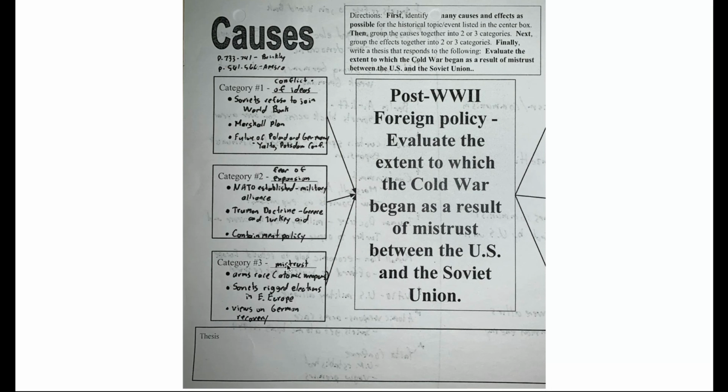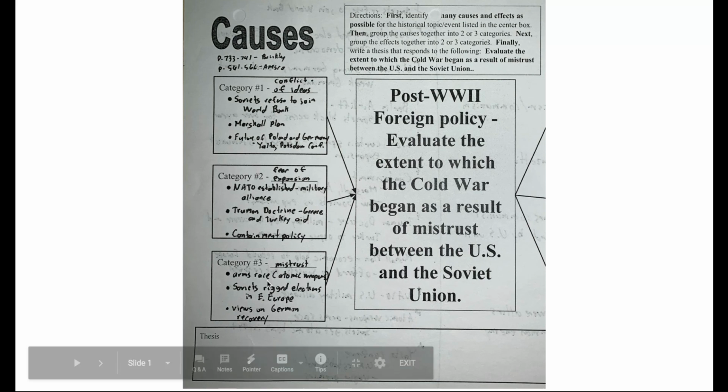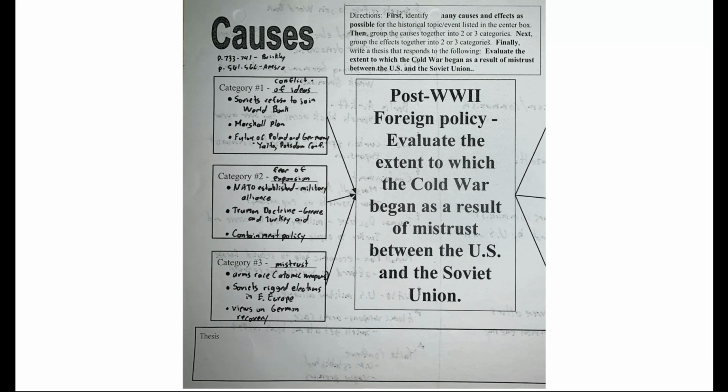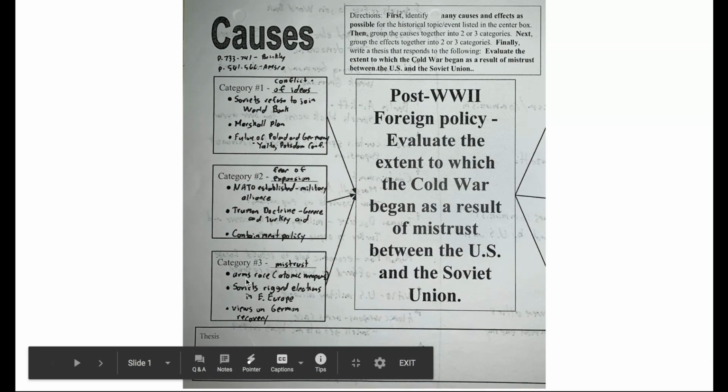Our last category is mistrust. Neither side quite trusts each other. This dates back to the race for the atomic weapons. When the United States dropped the atomic bombs on Hiroshima and Nagasaki, they were demonstrating not just to Japan that they could win the war, but also to the Soviet Union, that they were powerful. And the Soviet Union was looking to develop an atomic weapon as well. And they actually do develop one in 1949, I think.